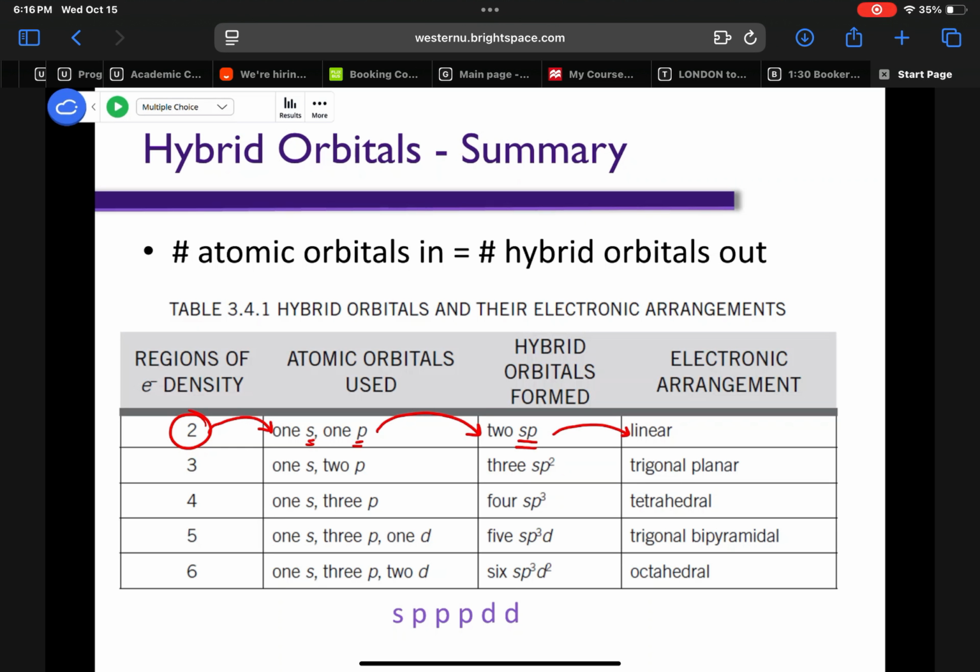So you could start at any point in this table. You could say I have a structure with a trigonal bipyramidal electron arrangement. What does that mean? Well, 5 regions of electron density tells me these are sp3d hybridized orbitals. So we can go anywhere on this table and predict what we have.